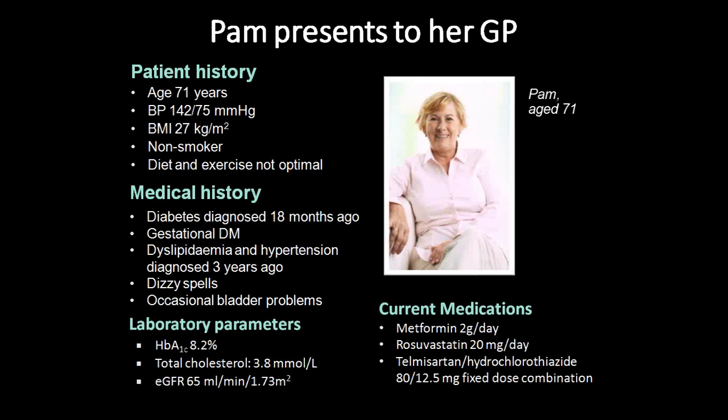So here's Pam. She is 71. She's got systolic hypertension. Her BMI is pretty average for a 71-year-old Australian at 27. She's a non-smoker and she doesn't do much exercise. She had diabetes for about 18 months. She also had gestational diabetes. She has bladder problems and dizzy spells occasionally, but her sugar is not well controlled with an A1C of 8.2, an eGFR of 65, and on metformin 2 grams once a day, together with the same sort of lipid lowering and blood pressure lowering therapy that you'd expect her to be on.